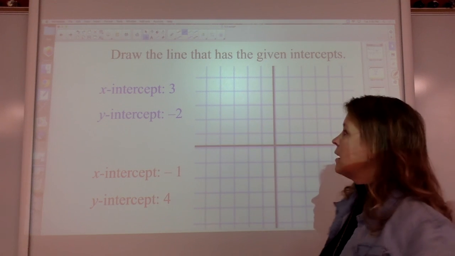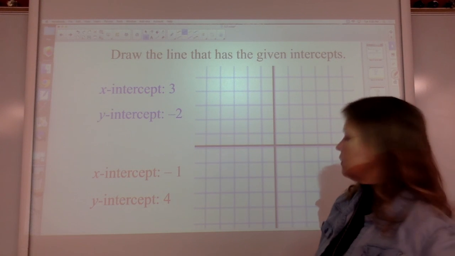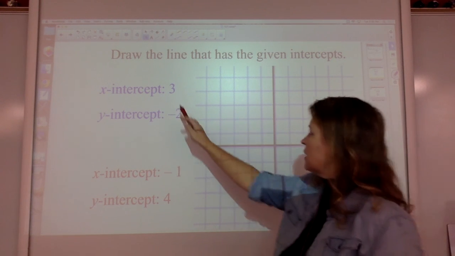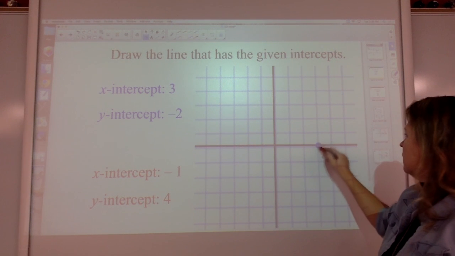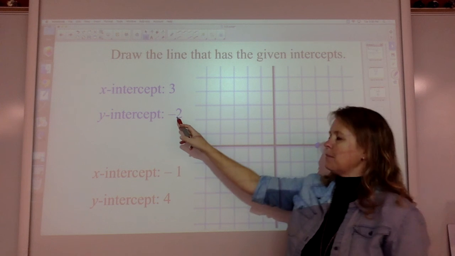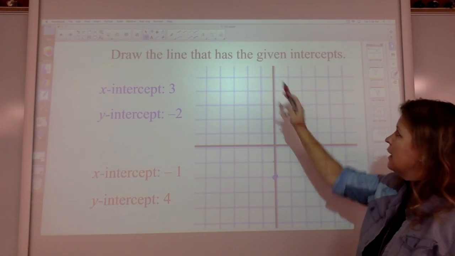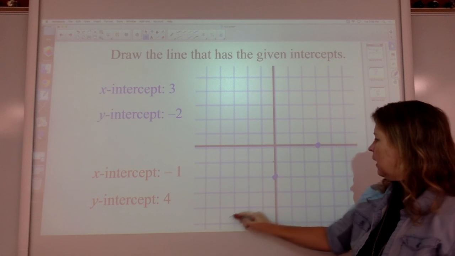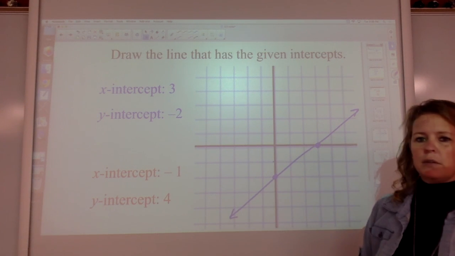We'll draw them both on the same graph. I have the liberty of using 2 different colors. Maybe you want to switch pens and do 2 different colors. I'm going to do the x-intercept at 3. 1, 2, 3. Make a point. The y-intercept at -2. Down 2. Make a point. And it says draw a line that has the given intercepts as straight as you can.